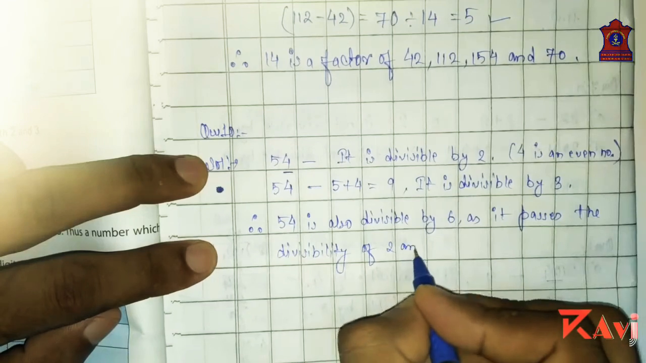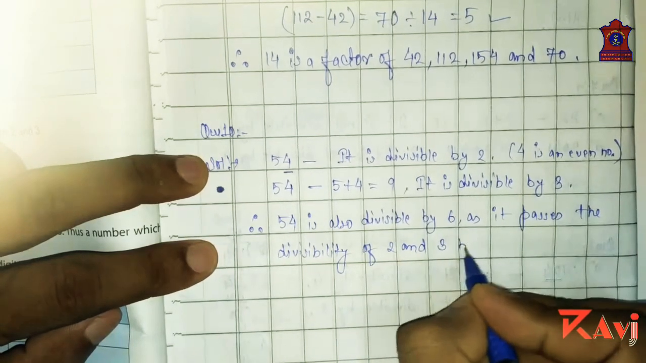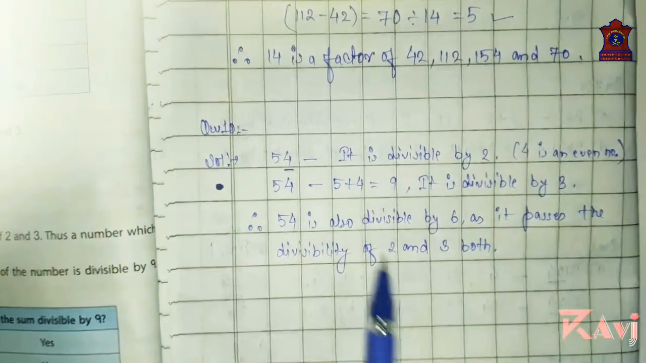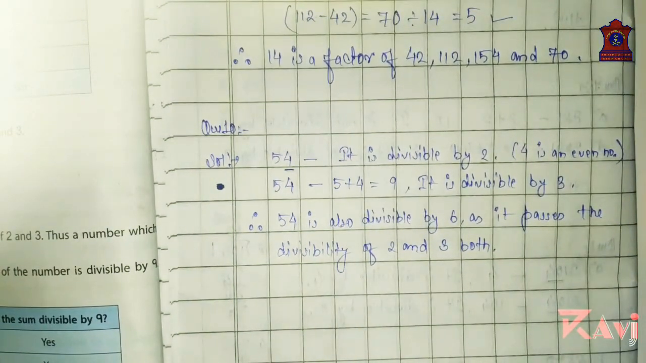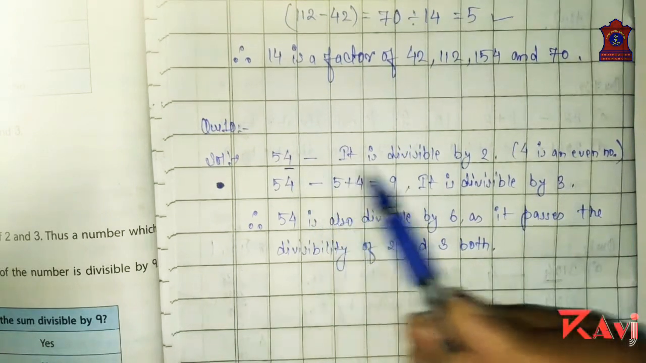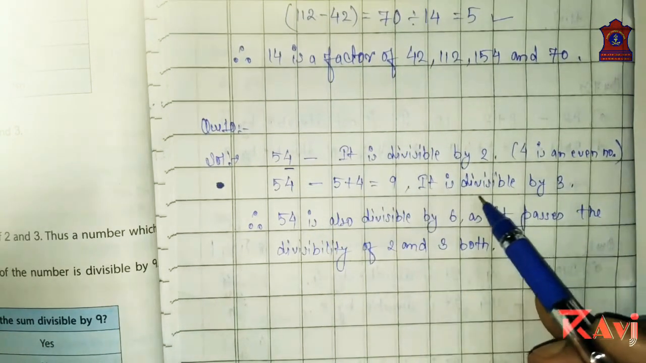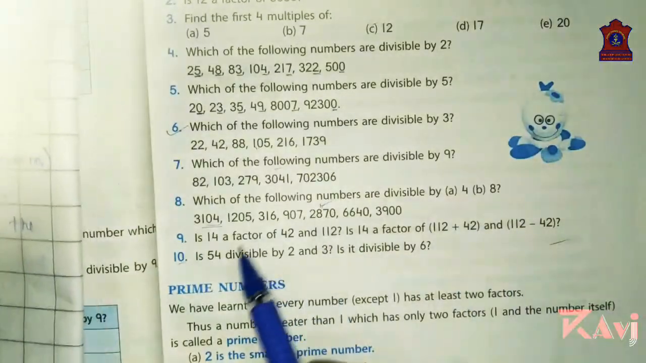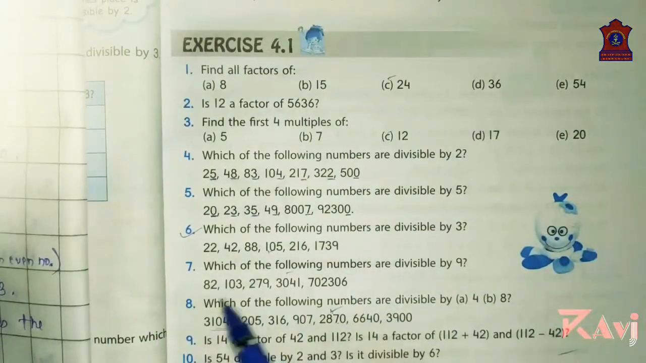See, to check the divisibility of 6, what do we do? A number is divisible by 6 if it is divisible by 2 and 3 both. So here we have got that it is divisible by 2 and 3 both. So we can say that it is divisible by 6 also. So here we have completed exercise 4.1. All the questions are over.